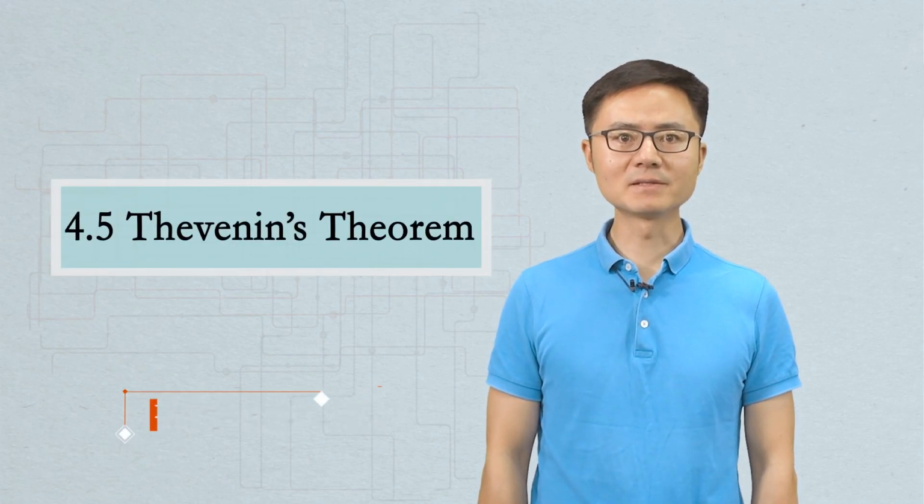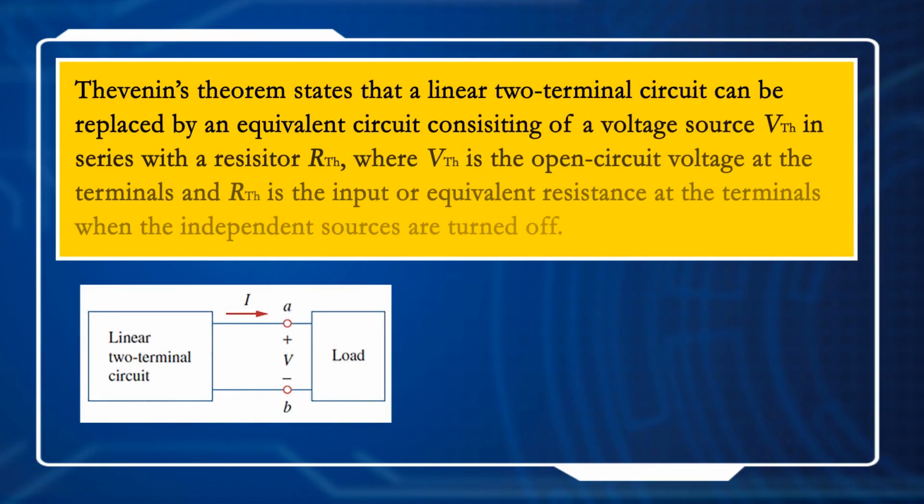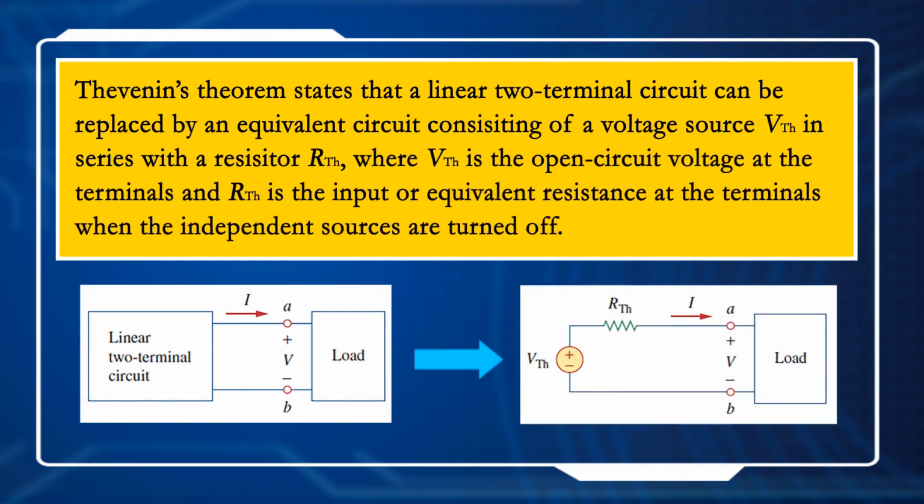Section 4.5 Thevenin's theorem. Thevenin's theorem states that a linear two-terminal circuit can be replaced by an equivalent circuit consisting of a voltage source VTH in series with a resistor RTH, where VTH is the open circuit voltage at the terminals and RTH is the input or equivalent resistance at the terminals when the independent sources are turned off.